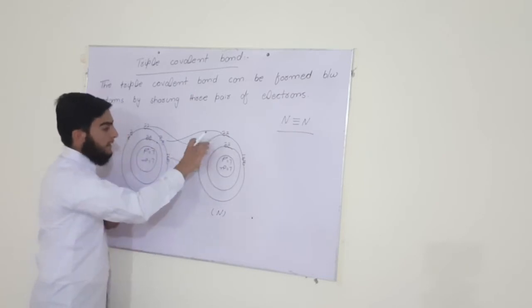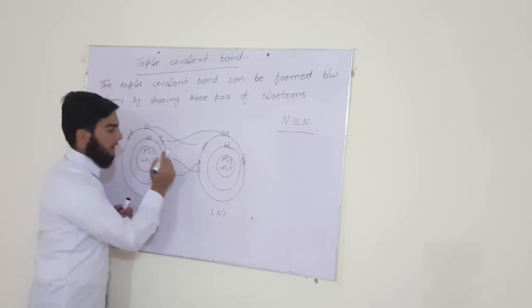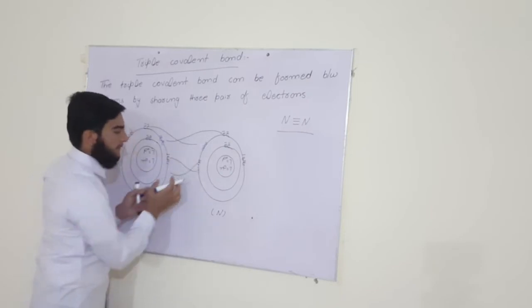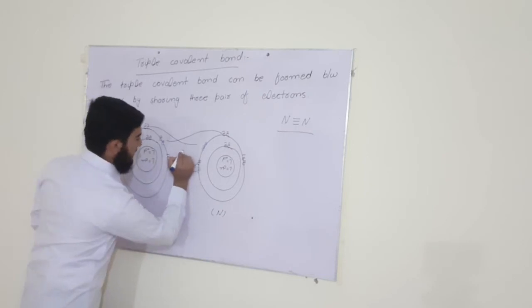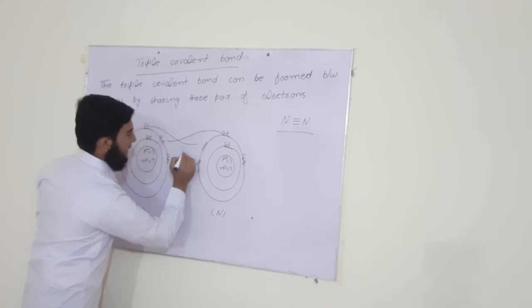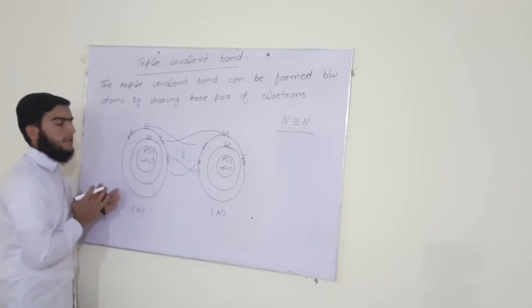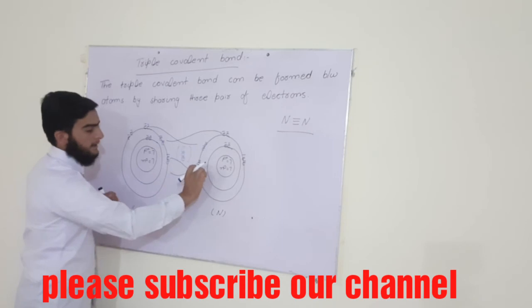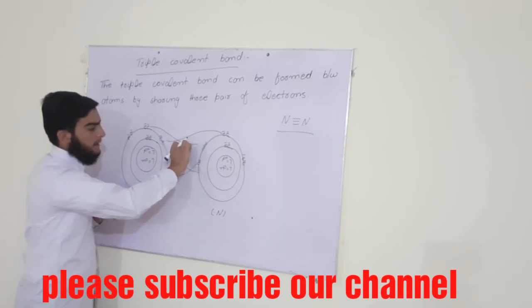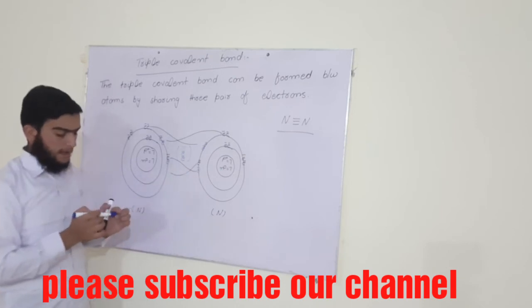And these shared electrons are exactly placed in the middle between these two nitrogen atoms. For example, these are the shared electrons. This nitrogen atom is exerting attractive force on these electrons, and this nitrogen atom is also exerting attractive force on these shared electrons to attract them towards its own cell.